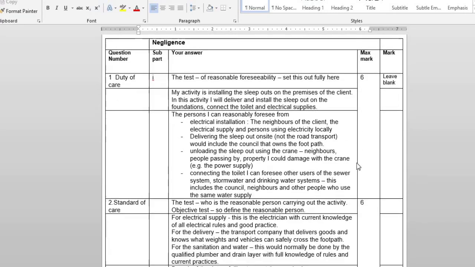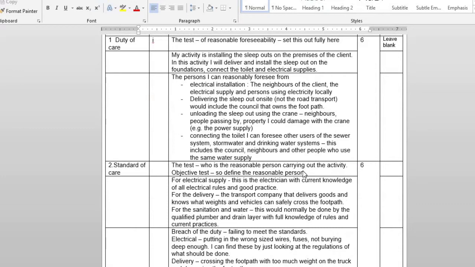So in the second part of this, once again, the test: the reasonable person carrying out the activity. Here, it says define the reasonable person. So don't just write what I've written. You need to say what the activity is specifically, and who the person you should expect to carry out that activity is. That is the reasonable person. So as said before, electricity supply, current knowledge; delivery would be a driver with knowledge for crossing the footpath; sanitation, that will be, for example, the plumber. Note the instructions in the assignment as to how many you need. This is more than you actually need.